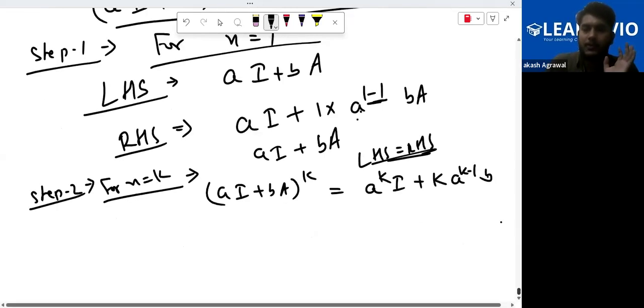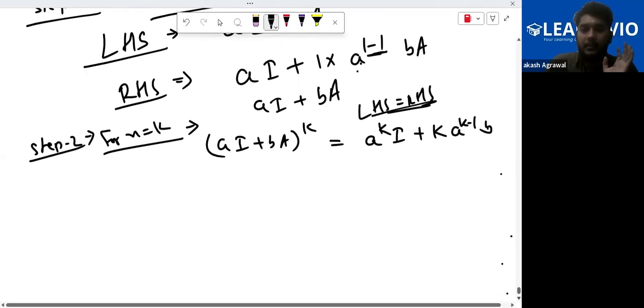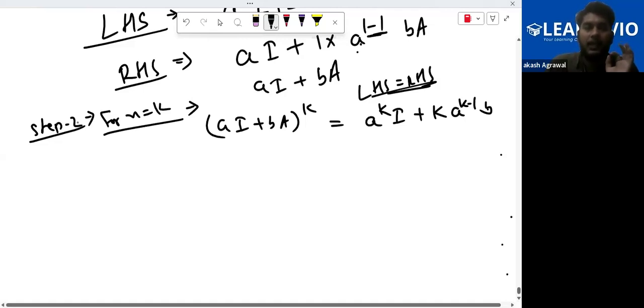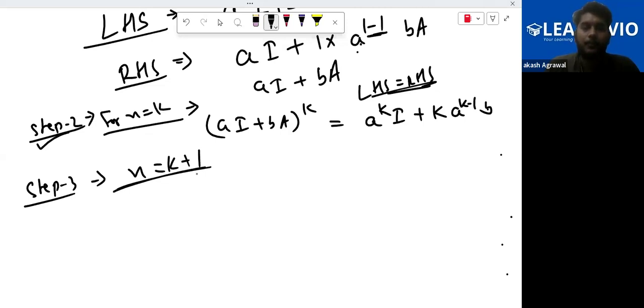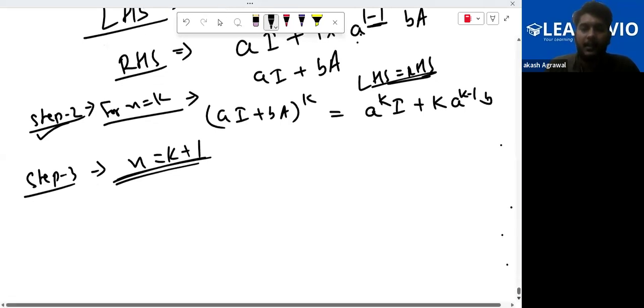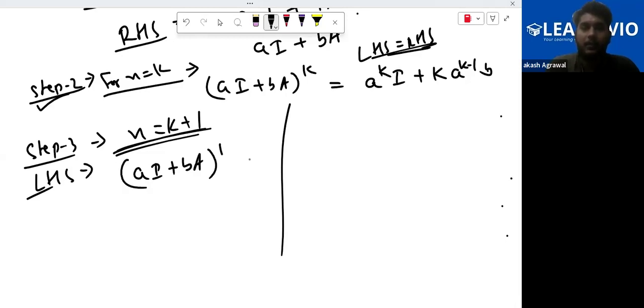Now our work is here. Now remember, step 2 looks very easy, and it is easy, but this is the most helpful step you will be needing to solve further. What I mean by this, always use step 2 whenever you want. Step 3. Step 3 is finding the truth for n equals to k plus 1. So let's write LHS and RHS for k plus 1. LHS will be (aI plus bA) to the power k plus 1.